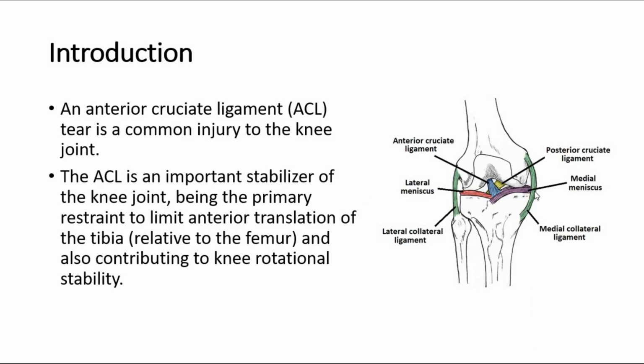This picture shows the ligaments and meniscus in the knee joint. The blue color is the anterior cruciate ligament.